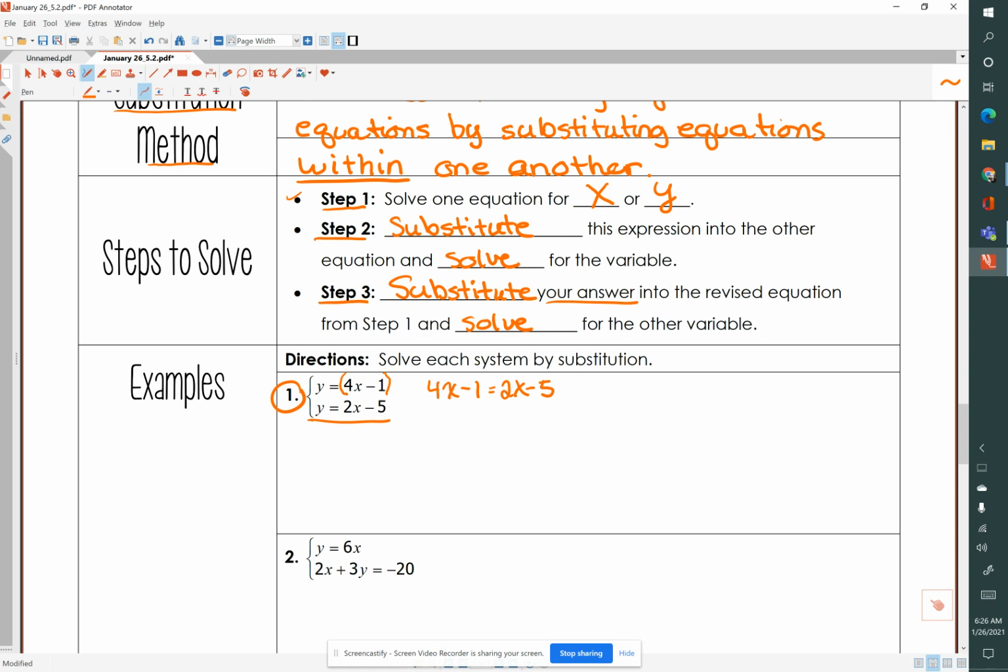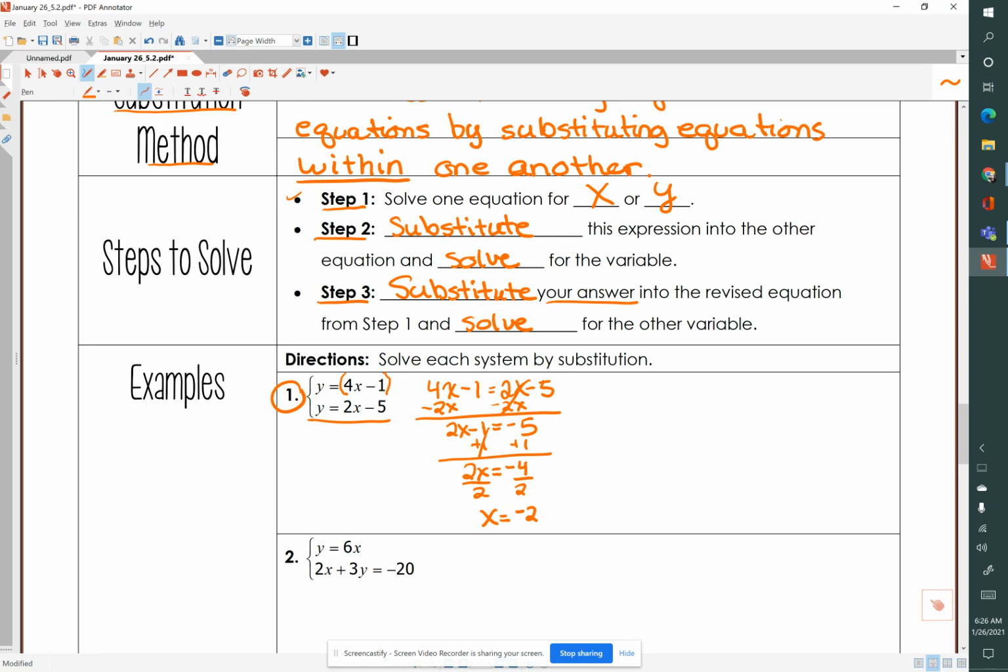So let's bring 2x to the other side. We'll subtract 2x from both sides. And that means 2x minus 1 equals negative 5. The next thing we'll do is add 1 to both sides. 2x equals negative 4. Divide both sides by 2, and x equals negative 2. Okay, not finished yet, we're only partly there. So we've substituted the expression into the other equation and solved for the variable.